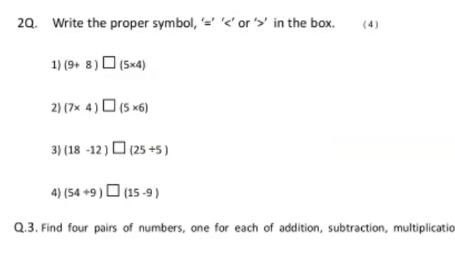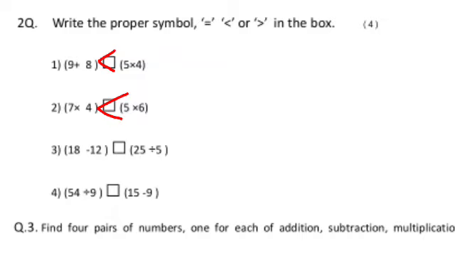Question 2. Write the proper symbols in the box. First, 9 plus 8 is 17 and 5 into 4 is 20. 20 is the bigger one, so we give the symbol like this. Second one, 7 into 4 is 28 and 15 into 6 is 30, so 30 is the bigger, so we give the symbol.